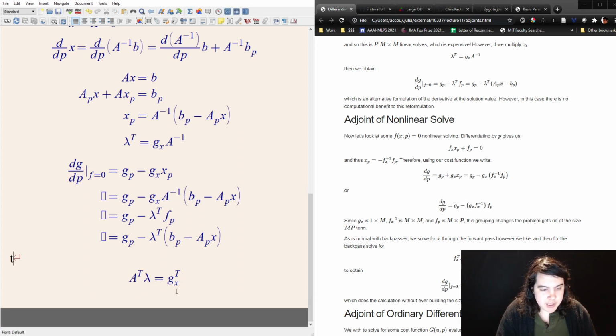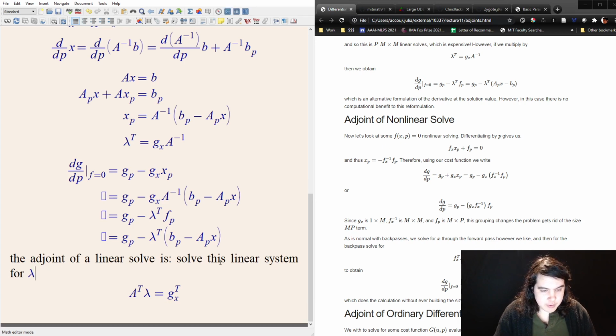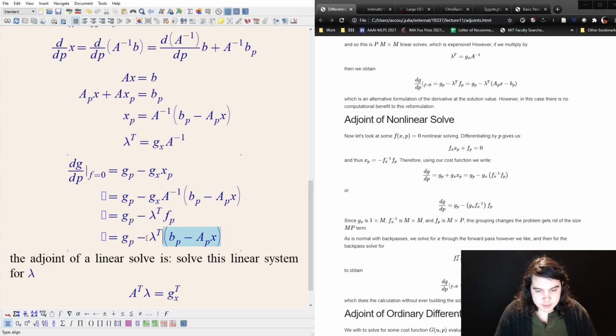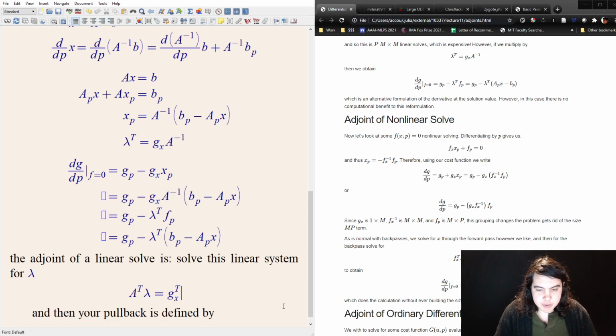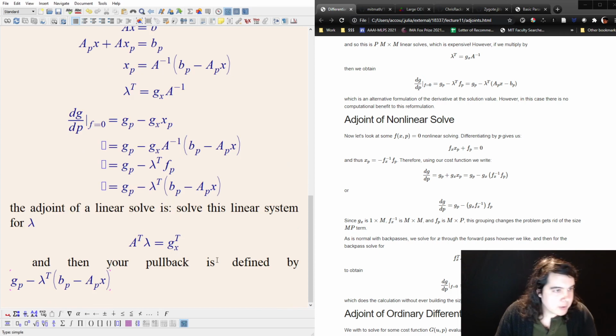And so the adjoint of a linear solve is you solve this linear system for lambda, and then your pullback is defined by it: once you have lambda, you stick this right in there. That's weird. Can we see it?